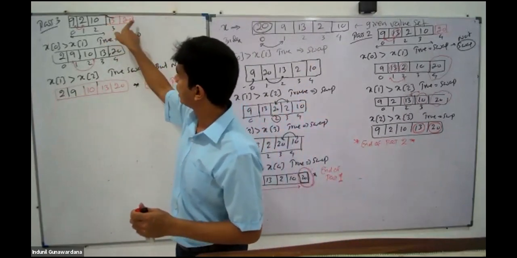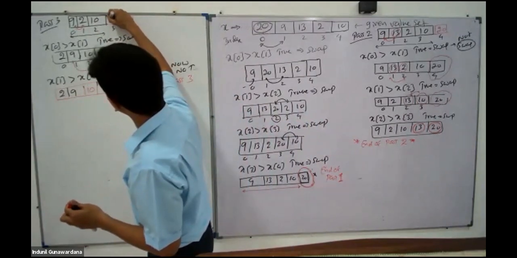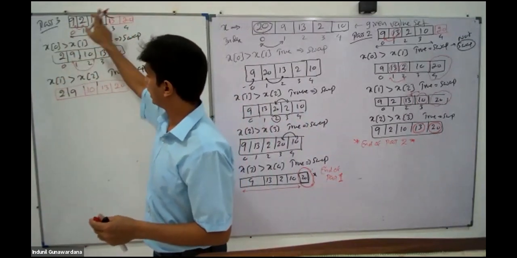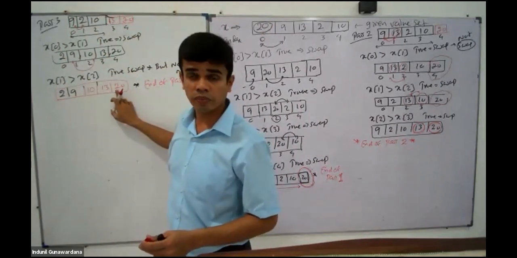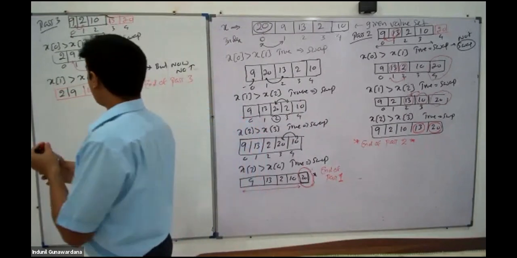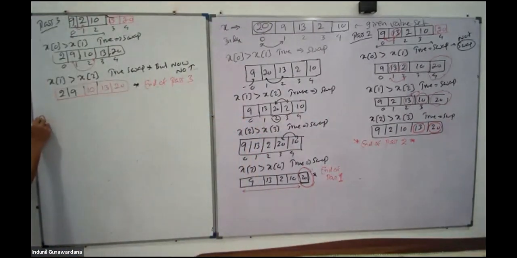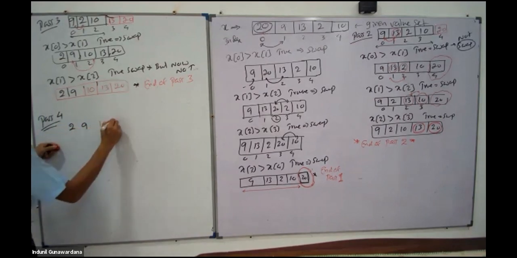So we have selected the last two earlier in pass 3. Then you are going for, let's say, pass 2. Then in pass 3, we have picked up the last 3. Then only two numbers are remaining. Then you have to compare that, that's pass 4. Then you go for pass 4. The value set is 2, 9, and this is 10, 13 and 20.